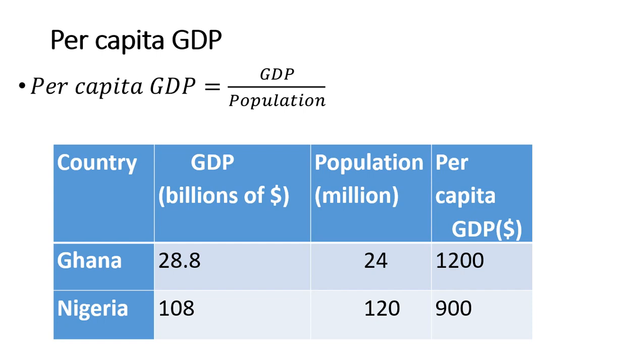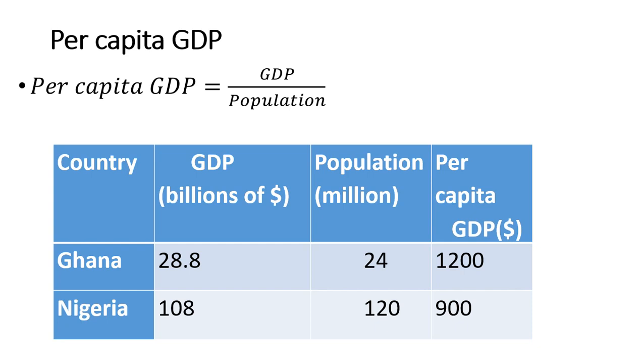The next concept we'll look at is GDP per capita, or per capita GDP. They mean the same. GDP per capita, which you define as GDP divided by the population of a country.